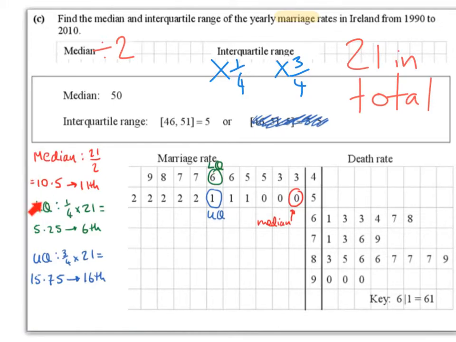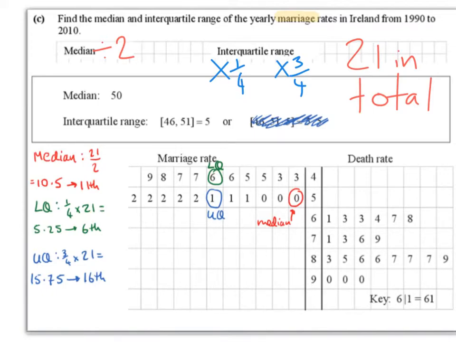LQ stands for lower quartile. 5.25 is a decimal, and just like up here with the median, when we got a decimal we round it up. And even though you might be thinking, well, 5.25 is closer to 5 than 6, when we are dealing with medians and interquartile ranges in stem and leaf diagrams, we always round up. It's the exception. So 5.25 we round up to 6. 6 is not the answer. 6 is not the lower quartile. The 6th value is the lower quartile.